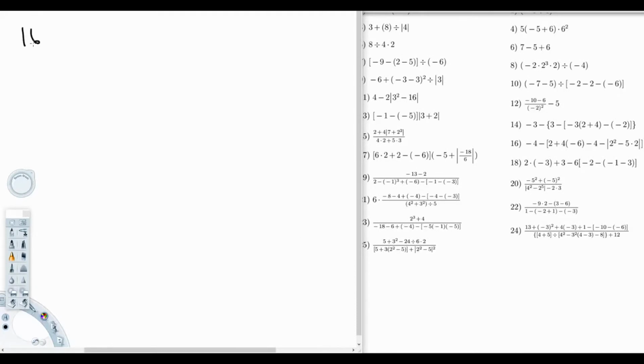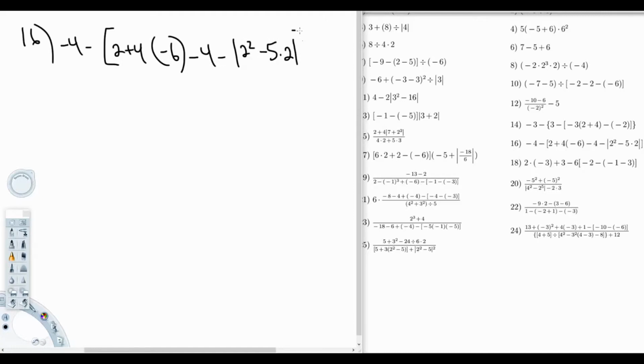Start over. 16. Minus 4 minus 2 plus 4 minus 6 minus 4 minus 2 squared minus 5 times 2, absolute value, close the bracket. So once again, big bracket here, small bracket here, disregard this one. This is really a multiplication. Parentheses, exponents, multiplication, division, addition, subtraction. So let's do the inside bracket.